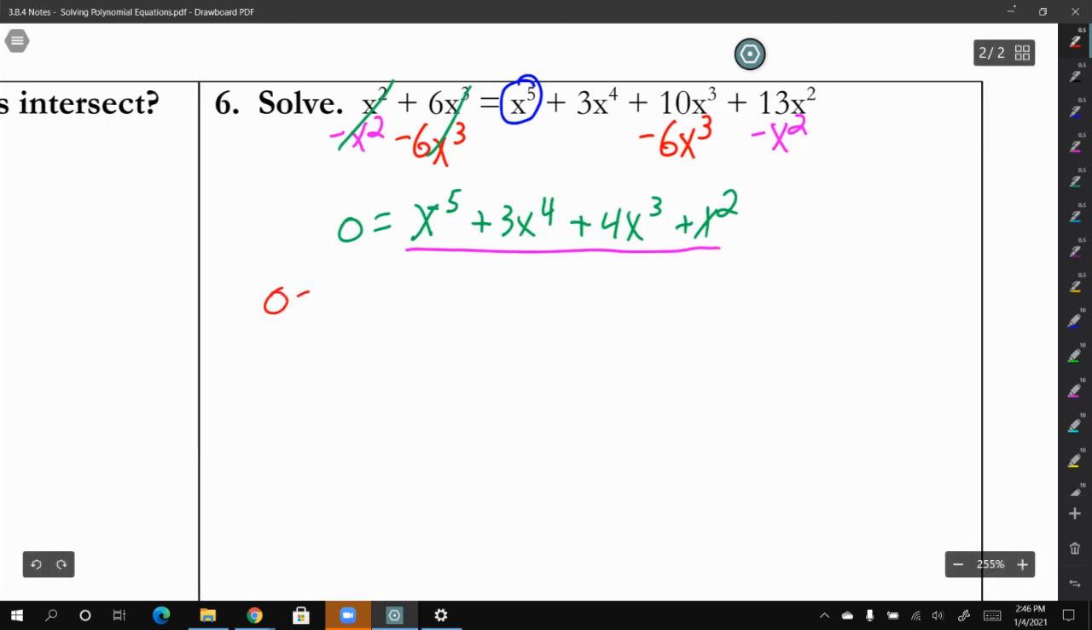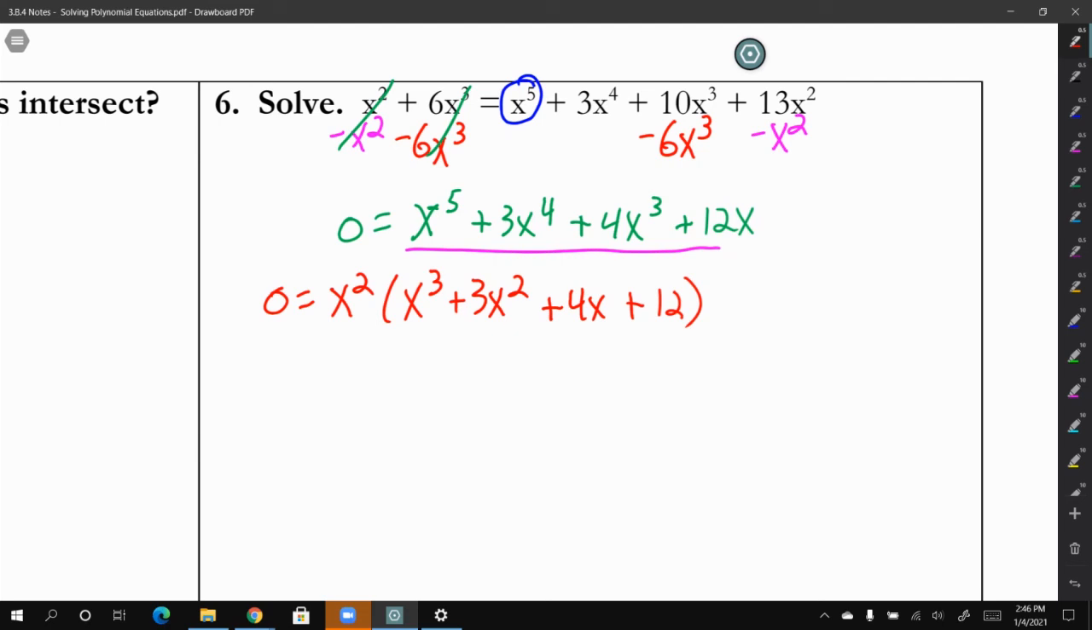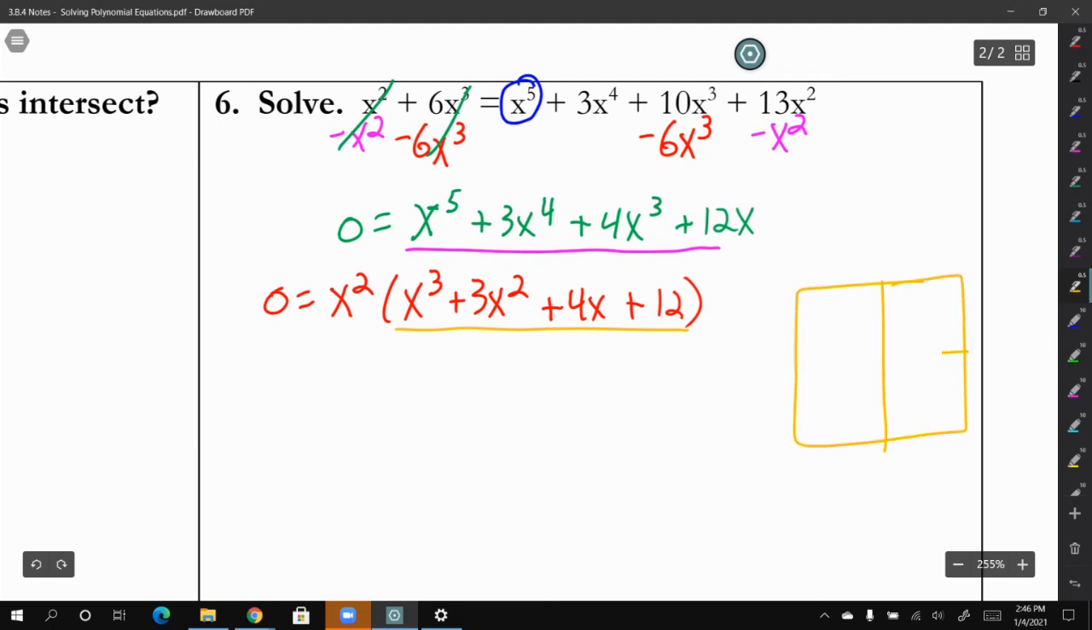So let's do that. And we are left with x to the third plus 3x squared plus 4x plus, whoops, I forgot, this should be 12x plus 12 at the very end here. So now I can take this stuff inside the parentheses and factor it using my box.